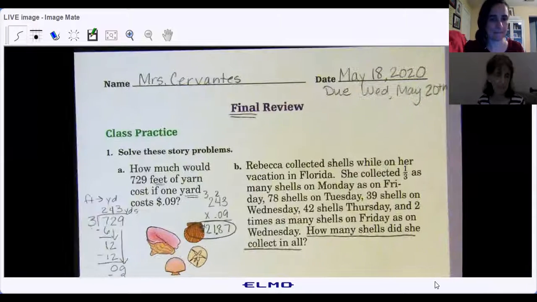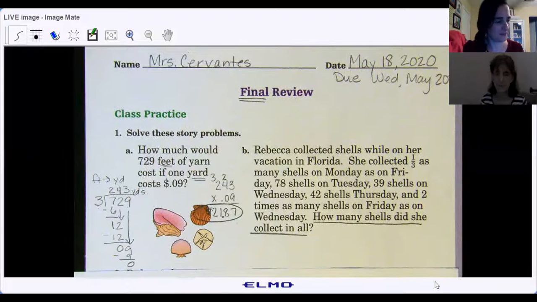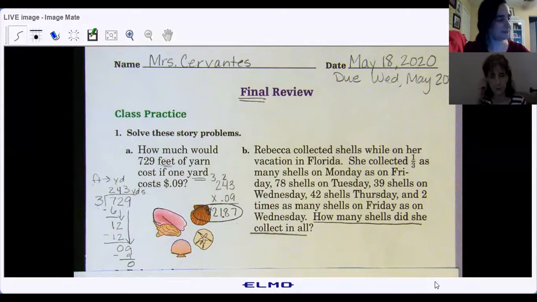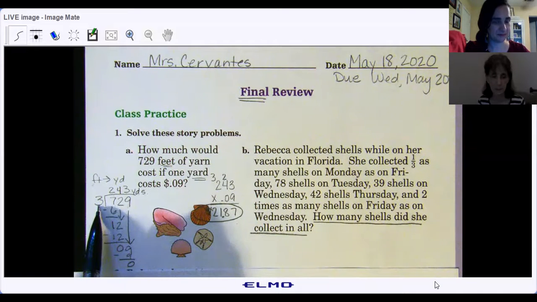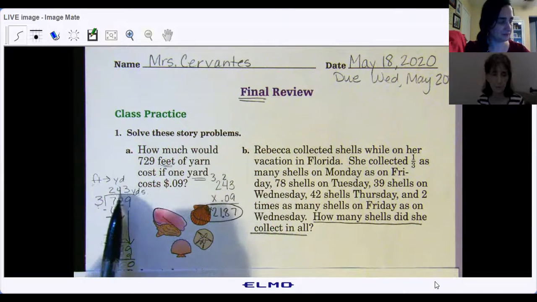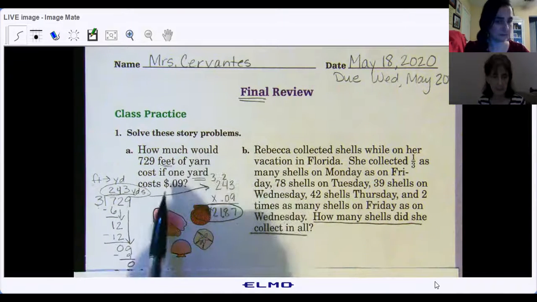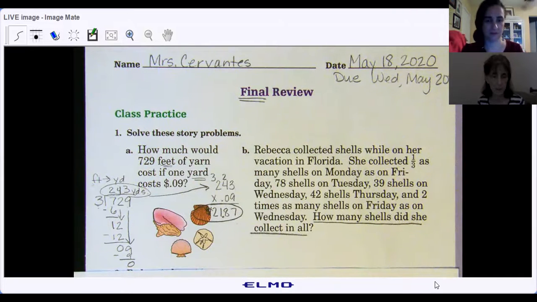How much would 729 feet of yarn cost if 1 yard cost 9 cents? You have to change the feet to yards. So feet to yards is smaller to larger, so you're going to divide. 729 divided by 3, because there's 3 feet in the yard, your answer is 243 yards. Now you're going to multiply that by 9 cents, and your answer is going to be in dollars and cents. So 243 times 9 is $21.87. Two-step problem. Okay, and the next one.